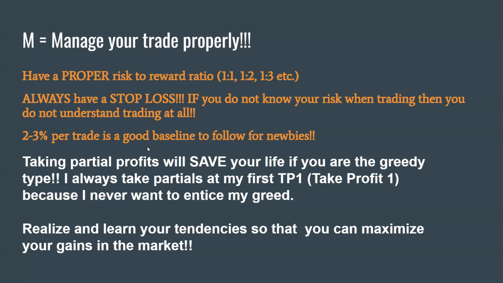So realize and learn your tendencies so that you can maximize your gains in the market. Again, one of my things is that I'm greedy. So what I do now is when I have a TP1, which is usually 10 to 20 pips or so, I take partials, even if it's 20% off, 50% off, 60% off. I'm taking something out of the market so that I don't get enticed to say, oh, I want to hit 50 pips, 60 pips, 40 pips. And then the market goes against me.